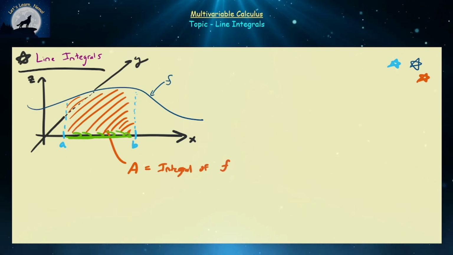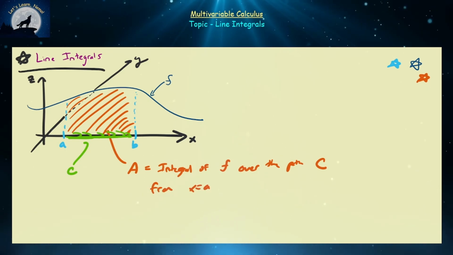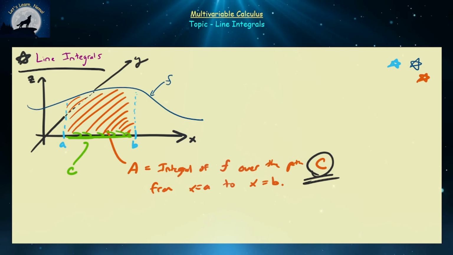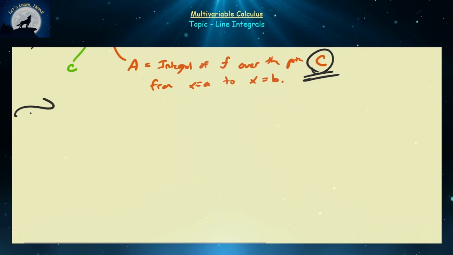So if we traverse along that particular path, for example, we can call that C, we can say that this is the integral of f over the path C from x is equal to a to x is equal to b. Right? Now, this obviously is a very trivial extension. This doesn't really give us anything new. But what if we decide that we want to change the path C that we want to integrate over? All right? So this is what we're going to be doing now.